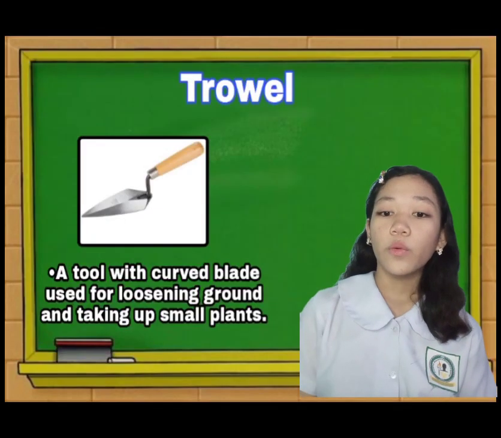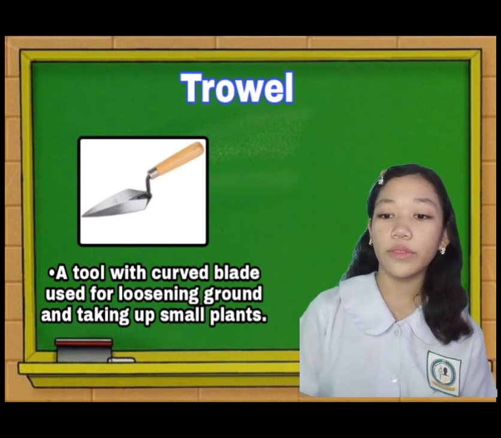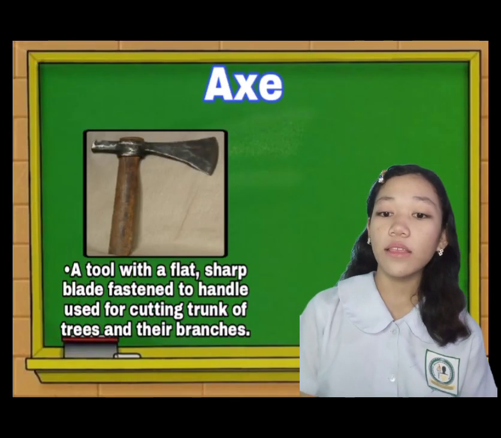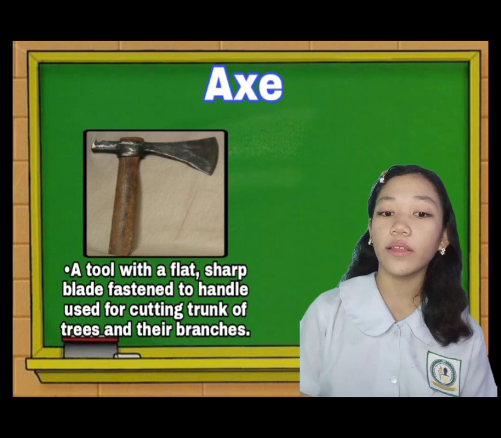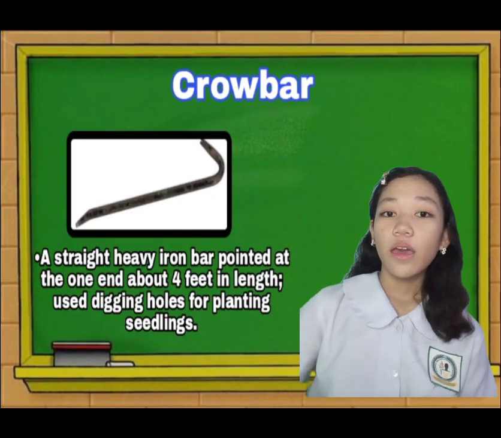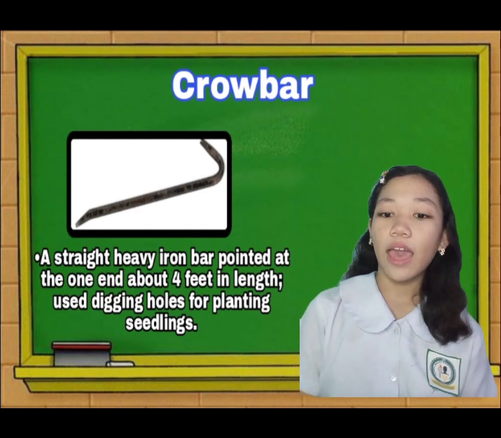Trowel, a tool with a curved blade used for loosening ground and taking up small plants. Axe, a tool with a flat, sharp blade fastened to a handle, used for cutting the trunk of trees and their branches. Crowbar, a straight heavy iron bar pointed at one end, about 4 feet in length, used for digging holes for planting seedlings.